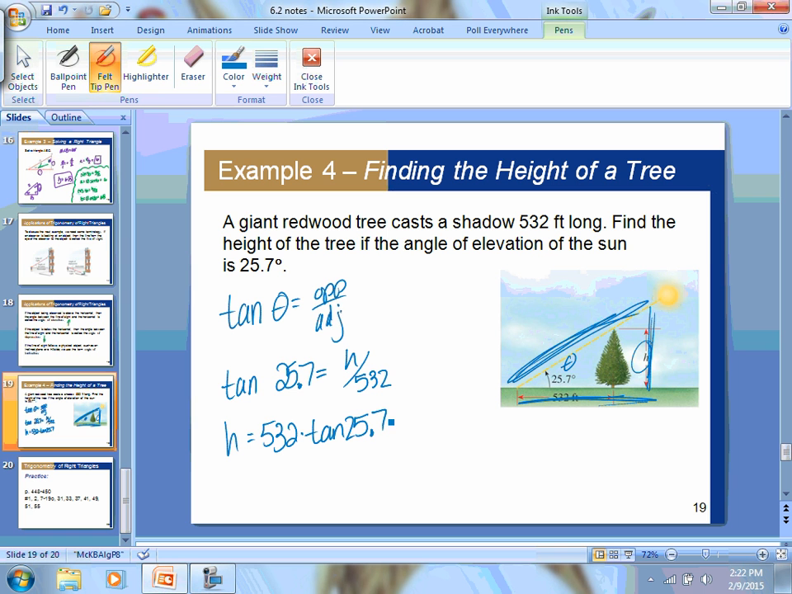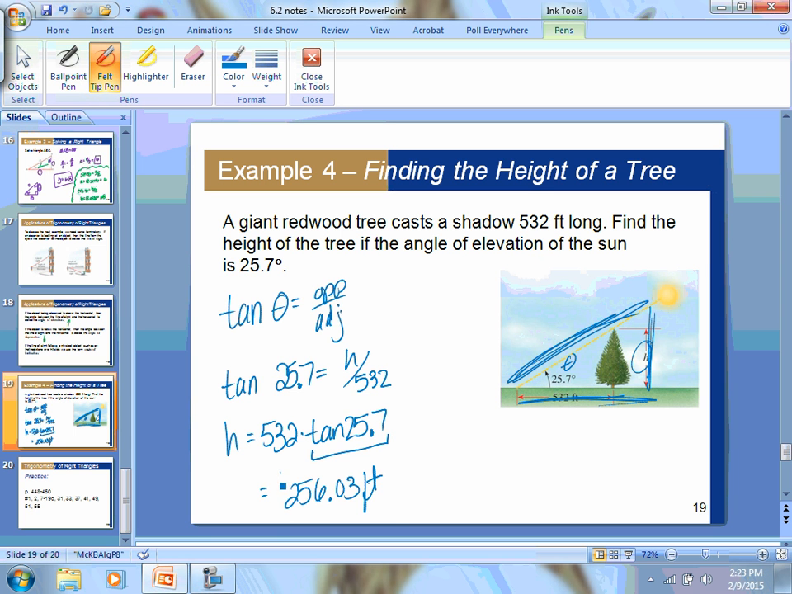Now, I like to put the number that I'm multiplying the tangent by in front, so that way you don't put it behind the number and your calculator accidentally takes the tangent of 25.7 times 532. You don't want your calculator multiplying those two numbers together and then taking the tangent of that huge number. We want your calculator to do the tangent of this angle and then multiply it by 532. So you can type this all into your calculator the way it looks as long as you put that 532 in the front. And then you should get 256.03 feet.